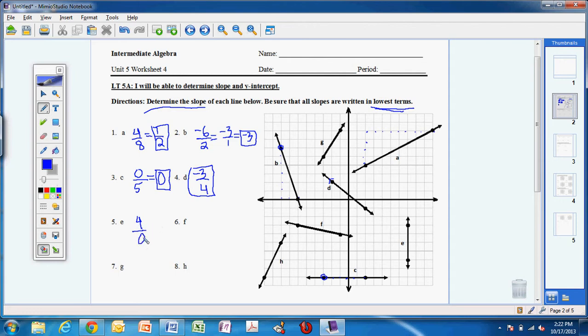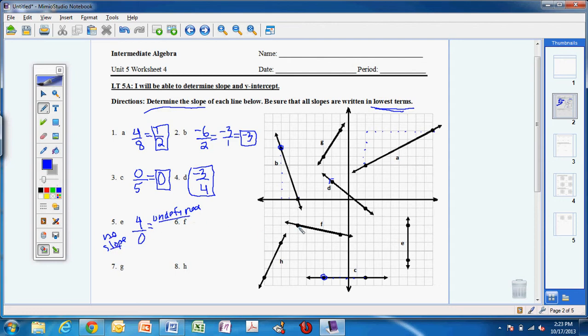So since I'm not running at all and my denominator is 0, this is what makes this undefined. So this one is going to be undefined, or, as a lot of you said when we talked about this in class, same thing, no slope. So both of those are perfectly fine, because dividing by 0 means it's undefined. So in this case, undefined or no slope.